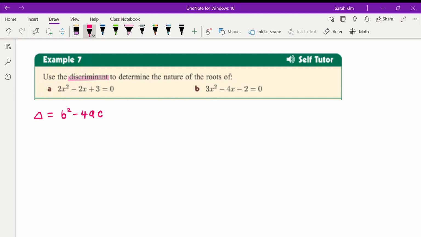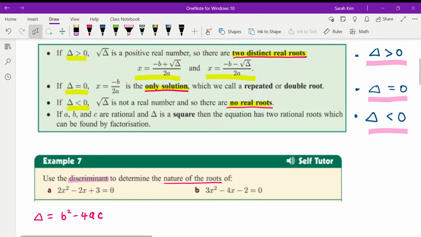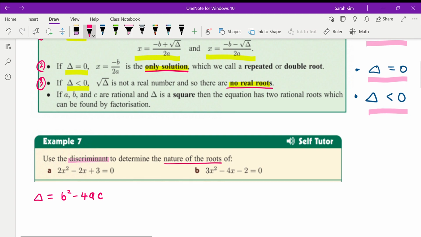This is the discriminant, that's what they're telling us to use, and determine the nature of the root. So they're saying use those 3 dot points and tell me, does it have two distinct real roots? Does it have only one solution? Or does it have no real roots? So is it this option? Is it this option? Is it this option? They're asking you to figure out the nature of the roots. So that's what you're trying to do.